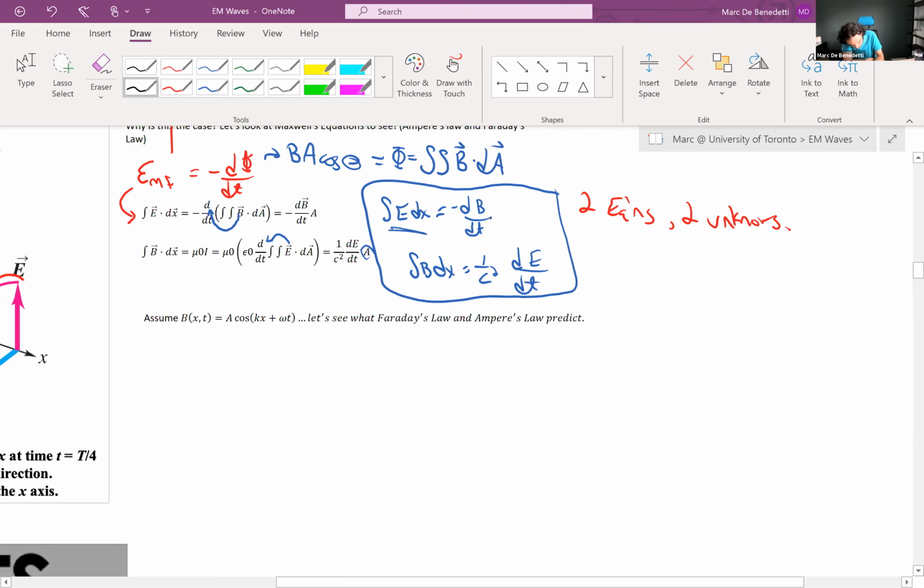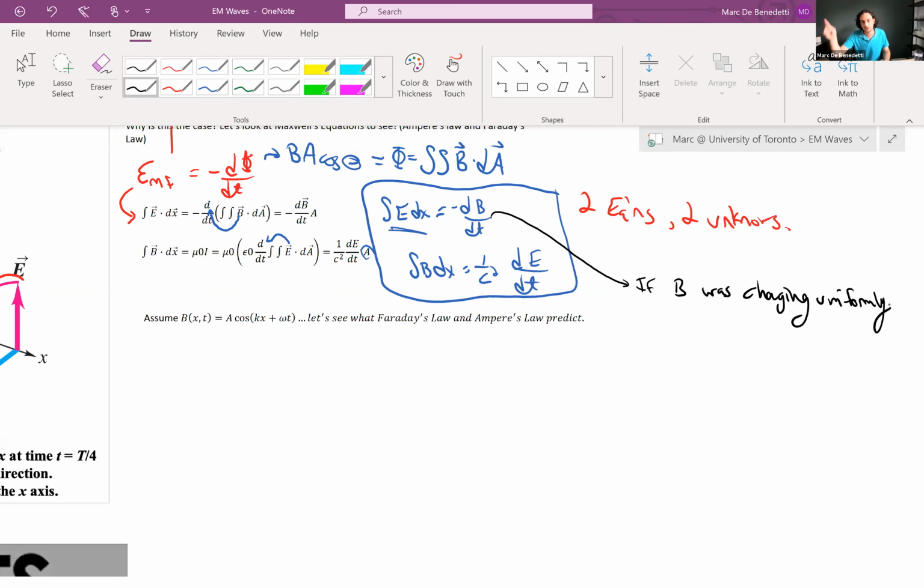If B was changing uniformly, and if you recall, up until now, all the questions we've been doing assumed the B field was changing uniformly, meaning it was increasing at a constant rate of, I don't know, 0.5 Tesla per second, or something along those lines, right? If the derivative of the B field is constant, then that means the integral of the E field is constant.